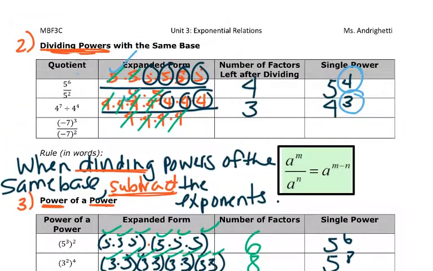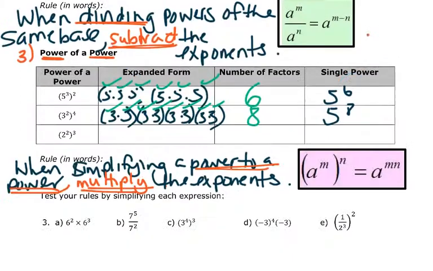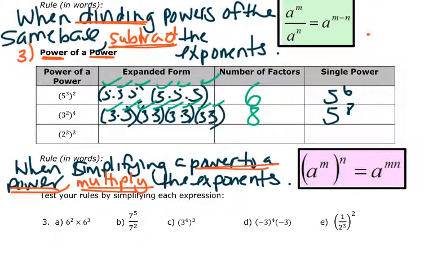Let's go up to dividing powers. When we divided, what did we do with this 6 and 2? We subtracted to make 4. So when dividing powers, we subtract the exponents. And last but not least, when we've got a power to a power, so 3 to the power of 2 to the power of 4, what did we do with those 2? We multiplied them to make 6. So it's okay if you don't have them memorized yet. You will, but first we practice it for our quiz.